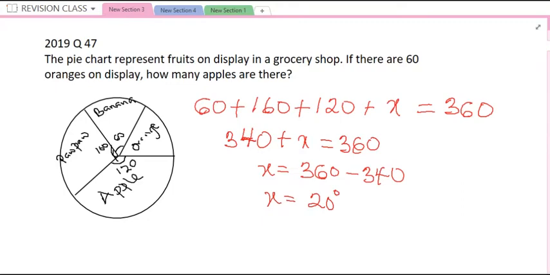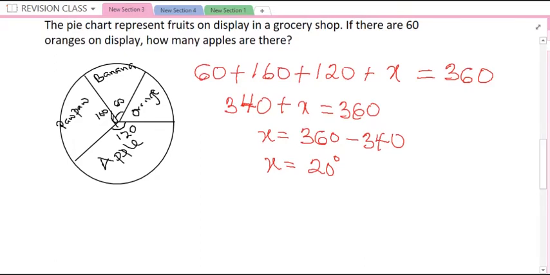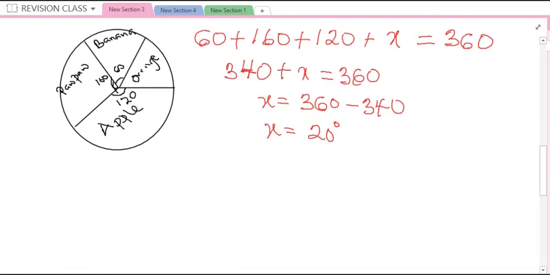But in the question, we were told that there are 60 oranges on display. So we can get the total number of fruits. So let's say the total number of fruits on display, let's call it y. Now we know the sector angle for orange.